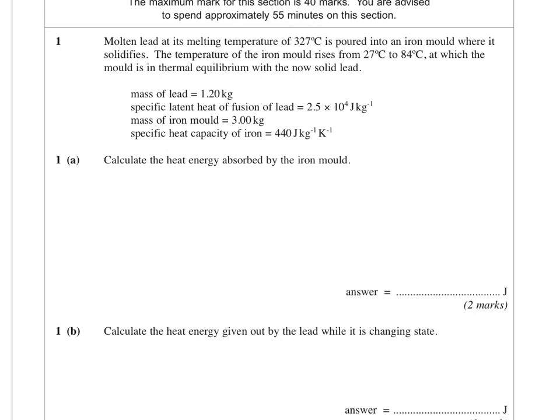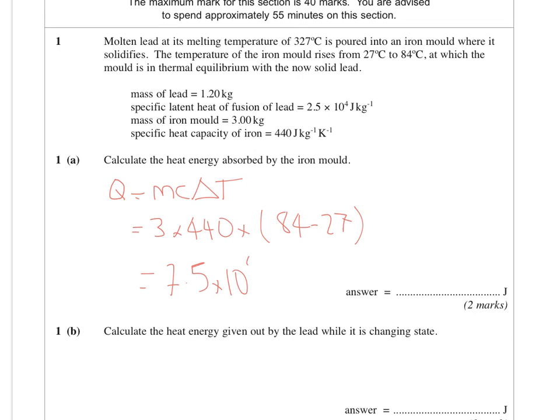Calculate the heat energy absorbed by the iron mold. So to calculate that, we know its temperature rise, so we're just going to be using the specific heat capacity equation. So the mass of the iron mold is 3, specific heat capacity of the iron is 440, and the change in temperature is 84 minus 27. And if we stick that into our calculator, 84 minus 27 times 440 times 3 is 7.5 times 10 to the 4 joules, giving it two significant figures.